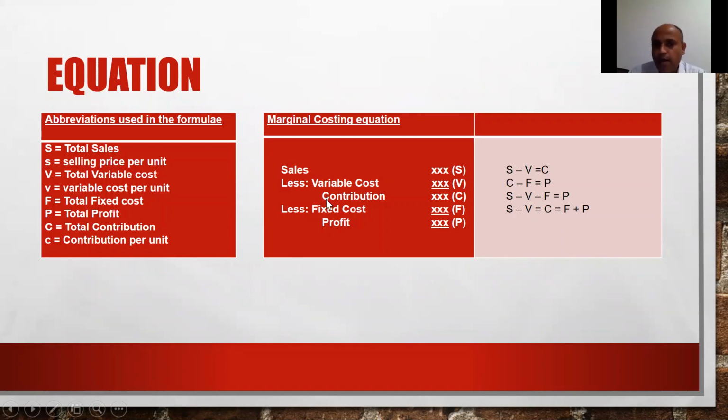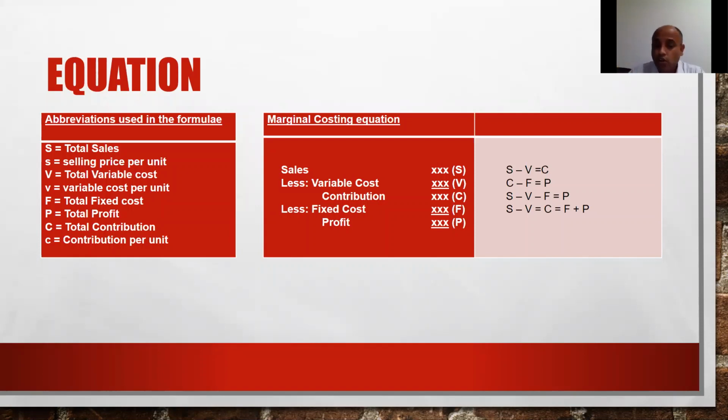In between we are adding a new word, contribution. Now, these are the abbreviations I'll be using, guys, so let us have some uniformity. Whenever I use capital S, I'm talking about total sales. Whenever I use small letter s, I'm talking about per unit selling price. Capital letter V stands for total variable cost. The small letter v stands for per unit variable cost. F I have used only in capital, total fixed cost. I have not used small f because I'm never going to talk about fixed cost per unit. That is meaningless for us.